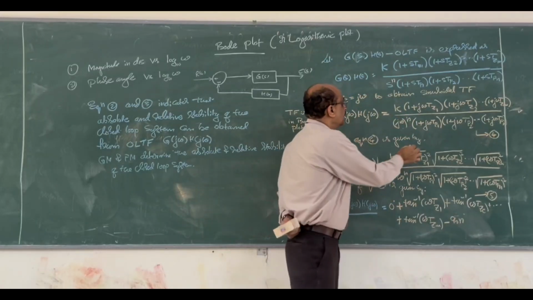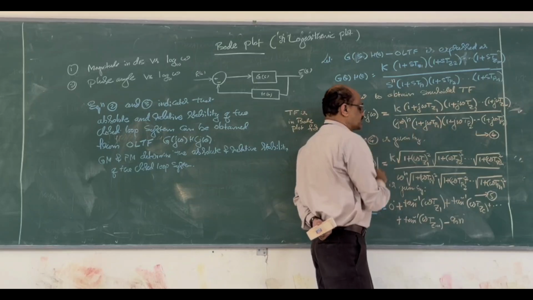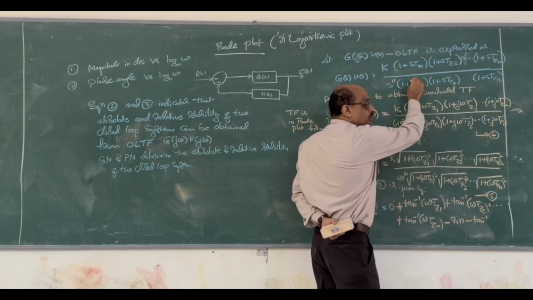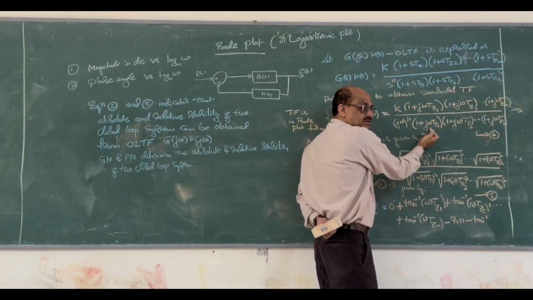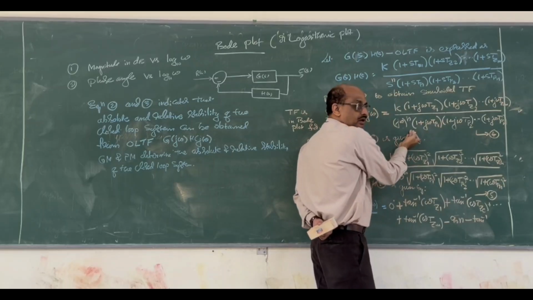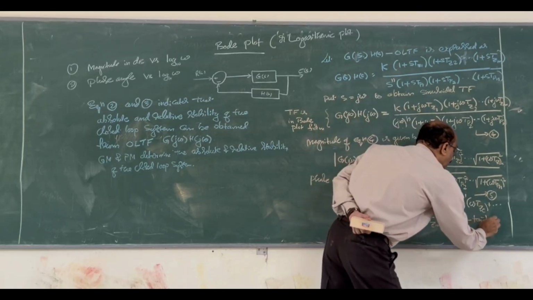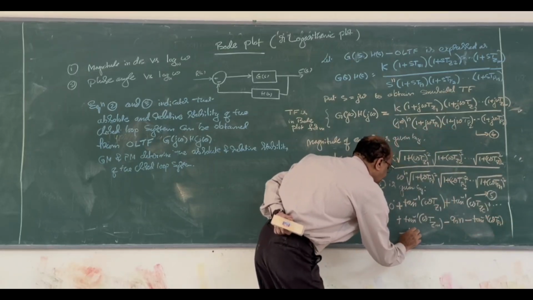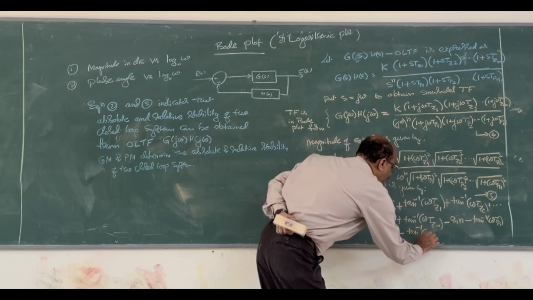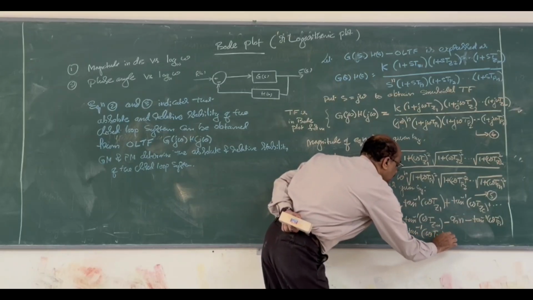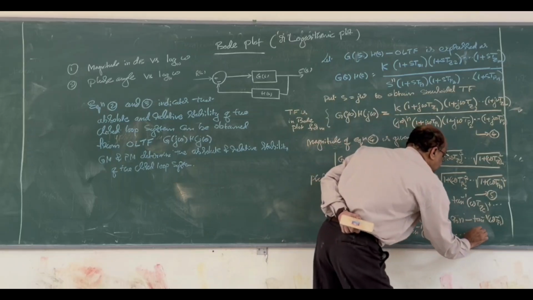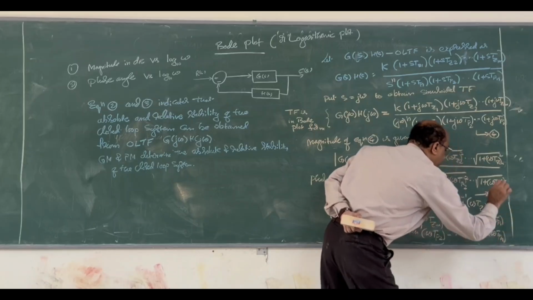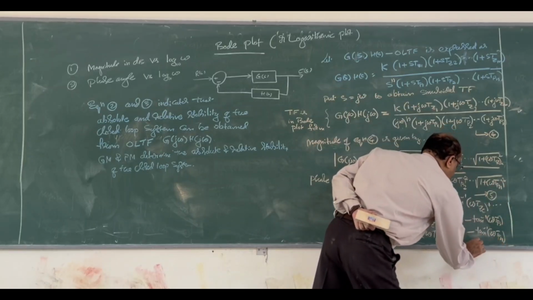Then the simple poles contribute minus tan inverse, since they go to the denominator. Again the same thing: imaginary by real, where imaginary is omega T p1 and real is 1. So minus tan inverse omega T p1, minus tan inverse omega T p2, minus so on, minus tan inverse omega T pn. I call this equation 6.